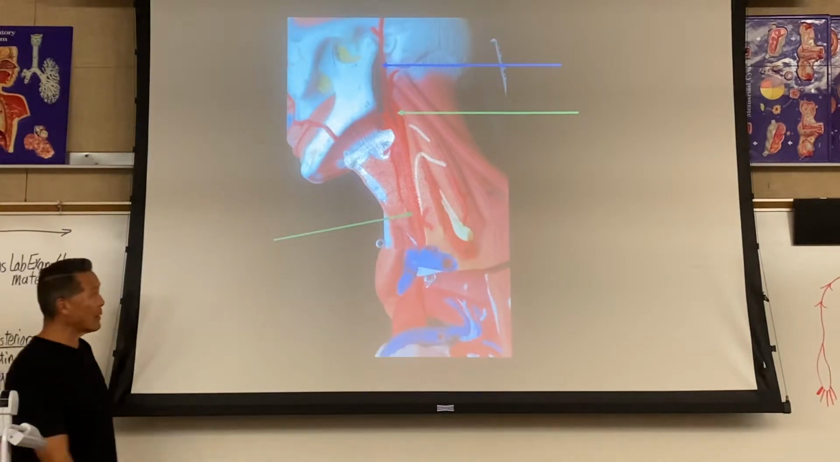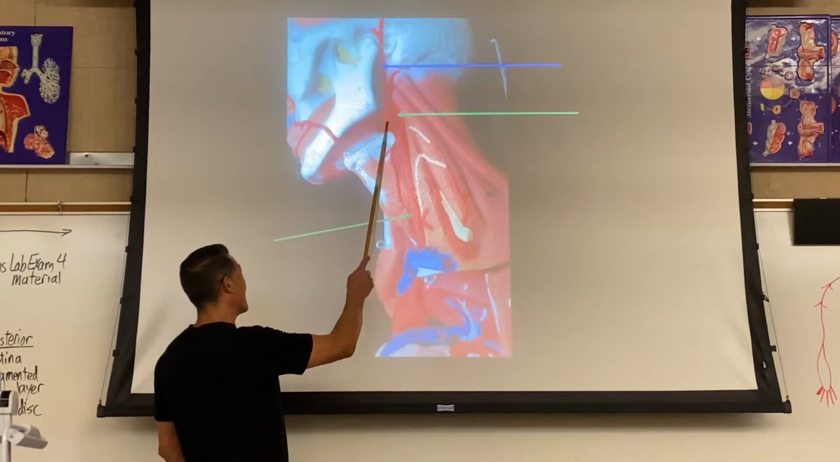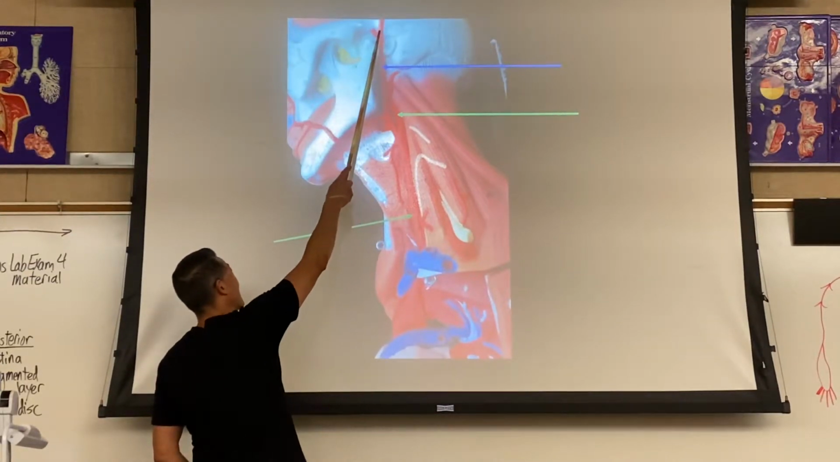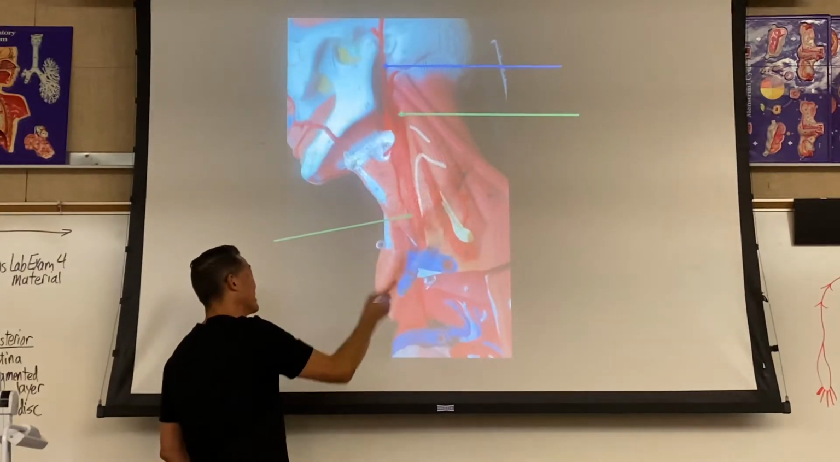So don't go by whether or not it's posterior or anterior. Go by process of elimination. The one going on top of the zygomatic arch, that has got to be the external carotid artery. This has got to be the internal.